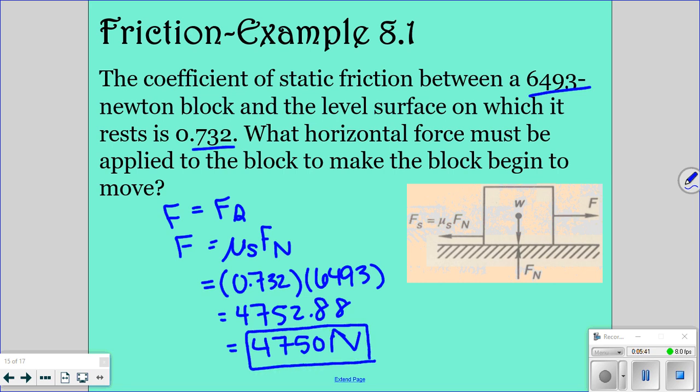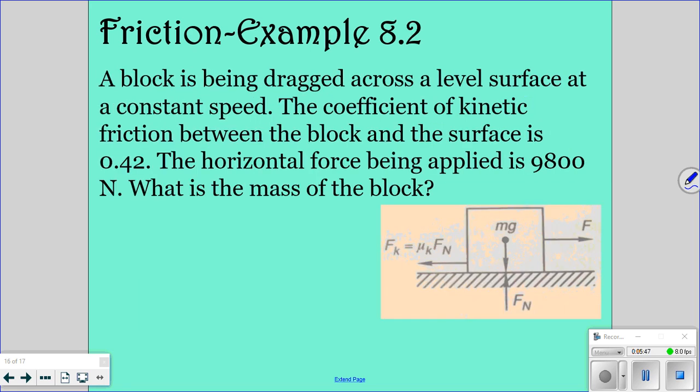Okay, so you just use your formula that they gave you. We're going to look at one more example for friction. This one is dealing with kinetic friction. It tells us a block is being dragged across a level surface at a constant speed. Well, you want to find out the mass. So first we're going to have to figure out the force. So F is going to have to equal F sub k. And F sub k is mu sub k F sub n.